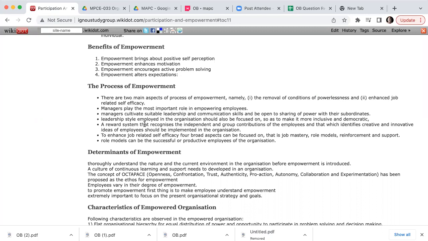One, removal of the conditions which are causing the powerlessness, and the second is enhancing the total job self efficacy. Managers play quite a big role in all these things, whether it is participation or empowerment. Managers cultivate leadership and communication skills, which are required to do this. The leader should be very focused. He cannot be an authoritative leader. If it is an authoritative leader, nothing would work. So it needs to be a democratic system.